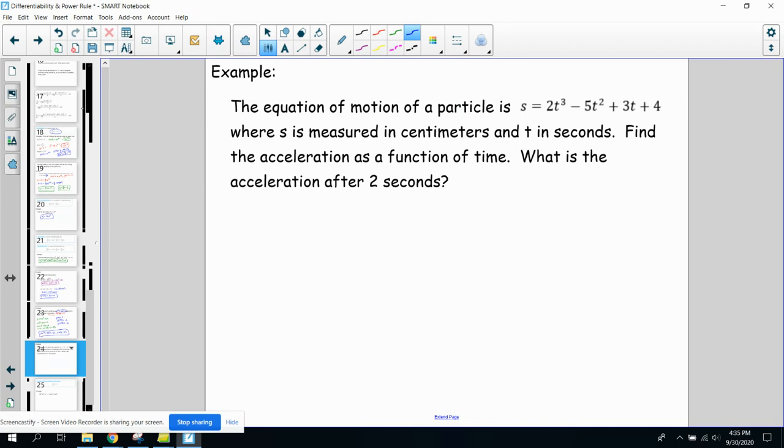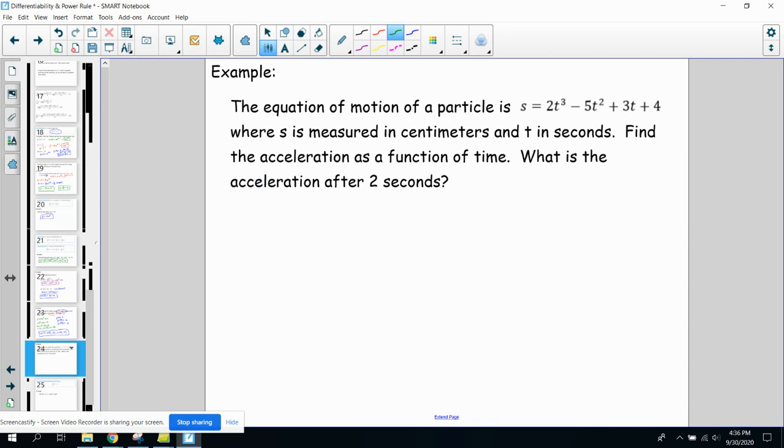The equation of motion of a particle is S equals that thing. Instead of S, sometimes they use x of t. And S is measured in centimeters and t is in seconds. We want to find the acceleration as a function of time and then find the acceleration after 2 seconds.